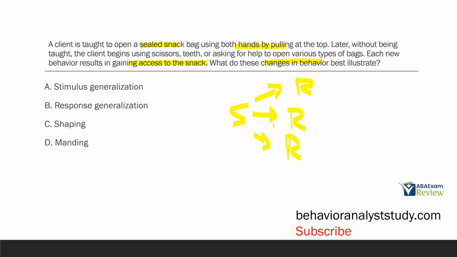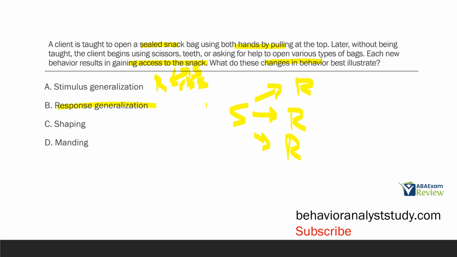Well, if we look at our quick little diagram, what is this illustrating? Is it illustrating A, stimulus generalization? Well, stimulus generalization is kind of what we were just talking about. We have a response occurring in the presence of a single stimulus. What's occurring here, though, is multiple responses happening in the presence of a single stimulus. So, what we're actually seeing here is response generalization.